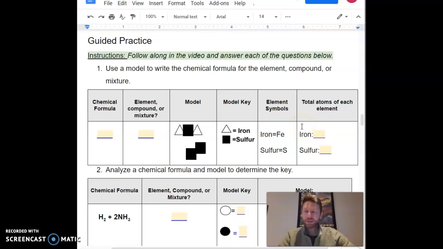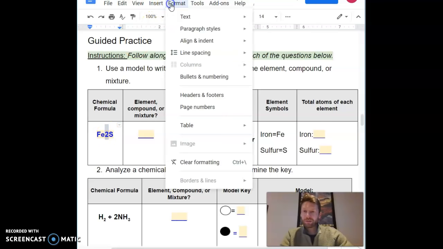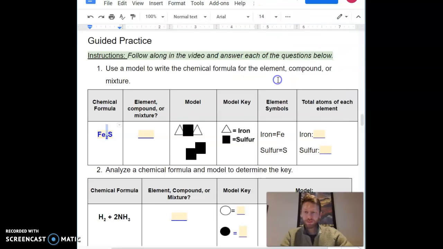So let's go ahead and start over here with our chemical formula. In our model, I see that there's a compound made up of 2 triangles, so 2 iron atoms, and 1 sulfur atom. So let's just start by writing that out, just like we did yesterday. The symbol for iron is Fe, so we have Fe2S. I'm going to go ahead and highlight that 2 and change it into a subscript. And remember, my coefficient is going to be blank, which means there's 1 molecule. I only have 1 molecule that looks like this.